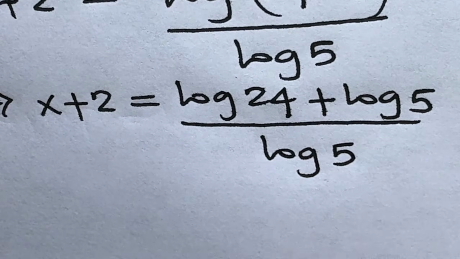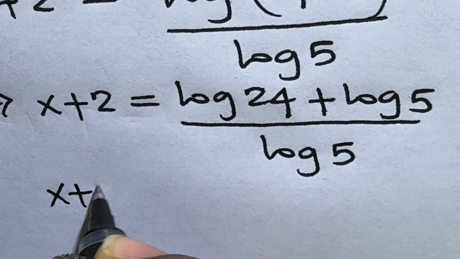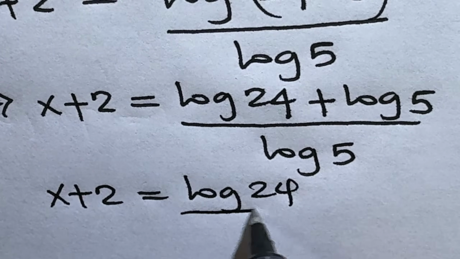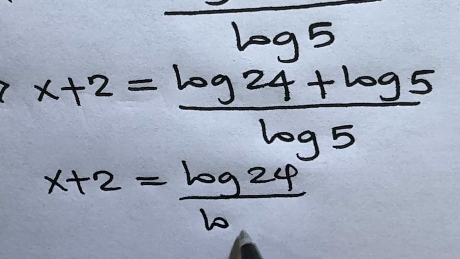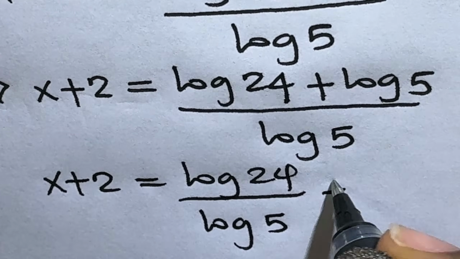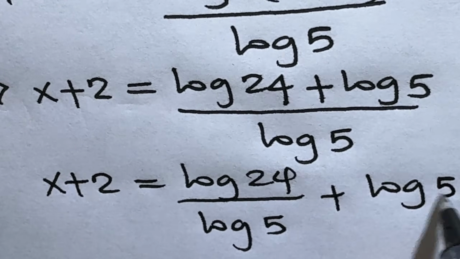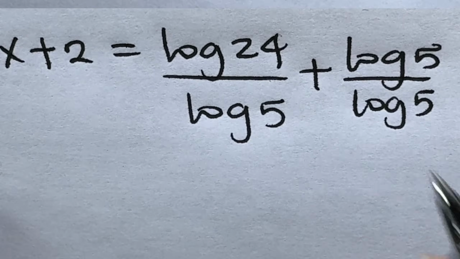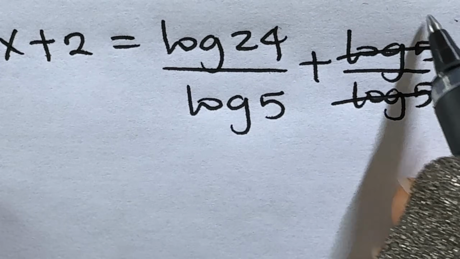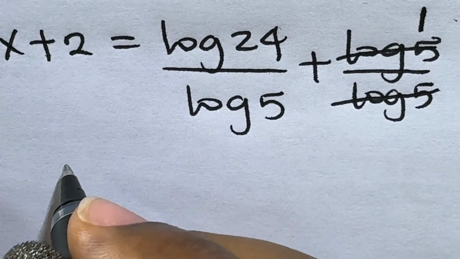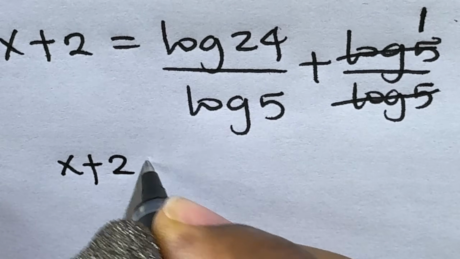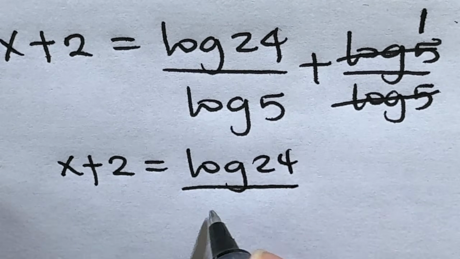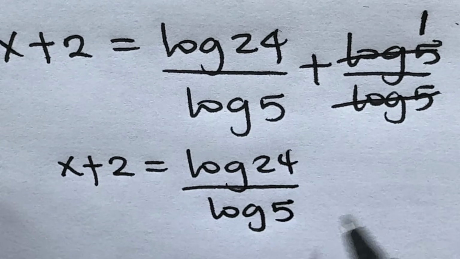And then we separate this division to give us x plus 2 is equal to log 24 divided by log 5 plus log 5 divided by log 5. Log 5 here will divide log 5 here to give us 1. So we have x plus 2 is equal to log 24 divided by log 5 plus 1.